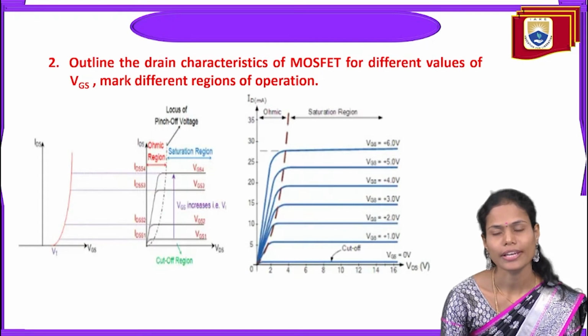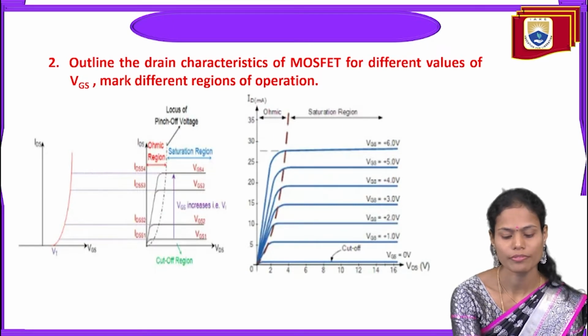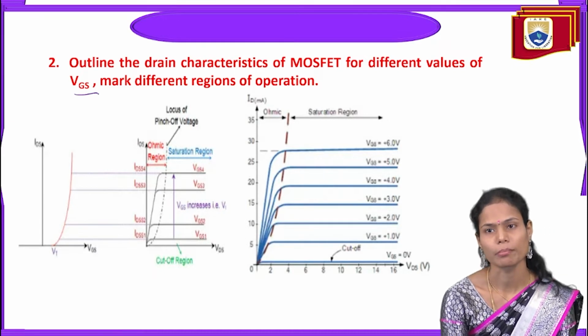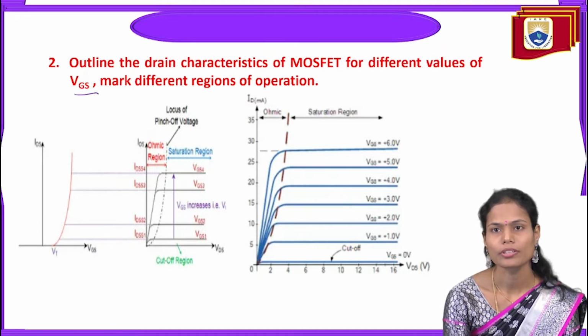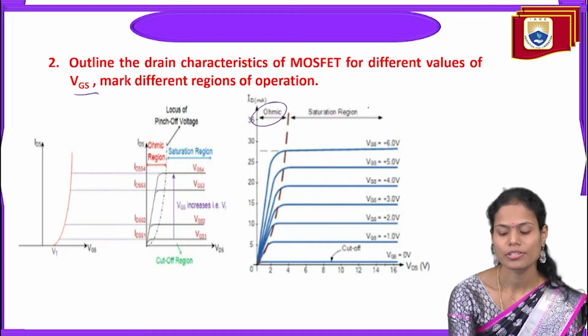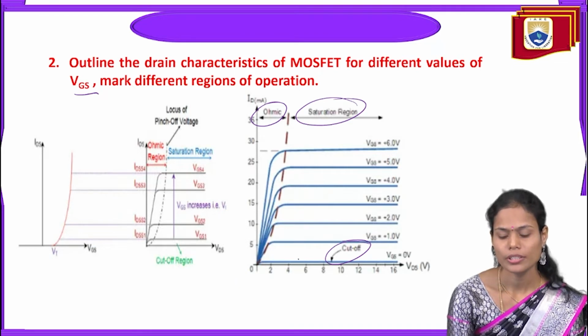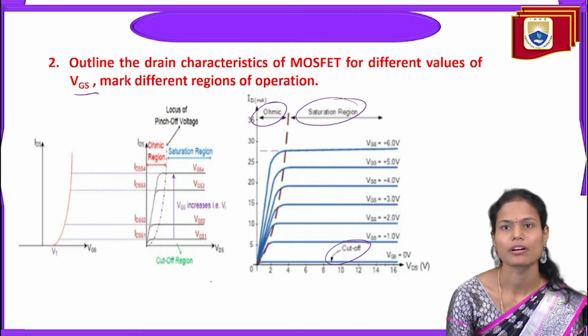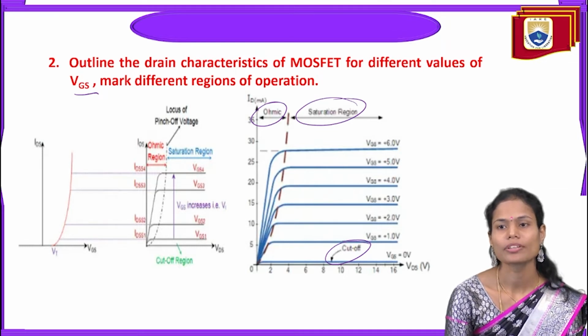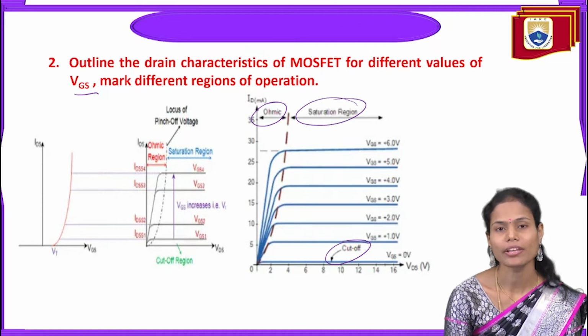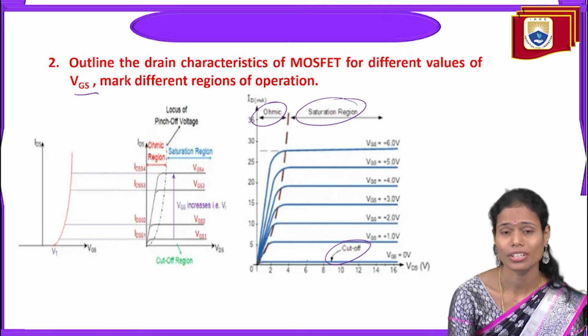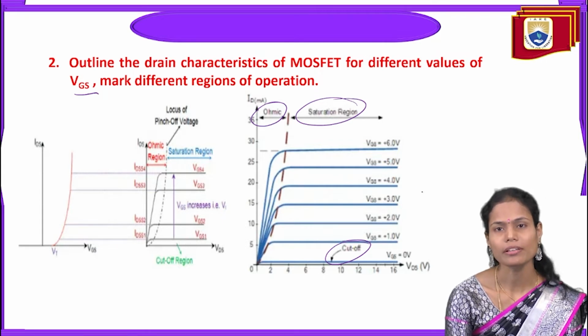And next, outline the drain characteristics of MOSFET for different values of VGS. Mark the different regions of operation here. Generally, a MOSFET will operate in three regions: one is the ohmic region, one is the saturation region, one is the cutoff region. So here we need to draw the transfer and drain characteristics of the MOSFET, and also we need to explain, if you vary the drain to source voltage while maintaining the gate to source voltage constant, how the drain current is varying and how the curves are shifting from one region to another region. We need to explain clearly here.